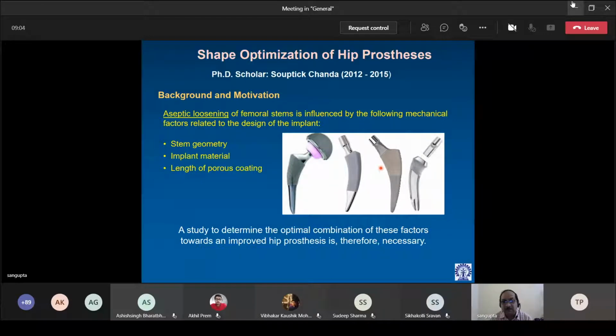And these designs are mostly based on clinical perception, suggestions from clinicians, combined with some scientists, but a study to determine the optimal combination of these factors towards an improved hip implant was necessary. Okay, so we set out to investigate the 3D shape optimization of hip implants. Of course, we started with a generic design of, say, an uncemented prosthesis, for example.